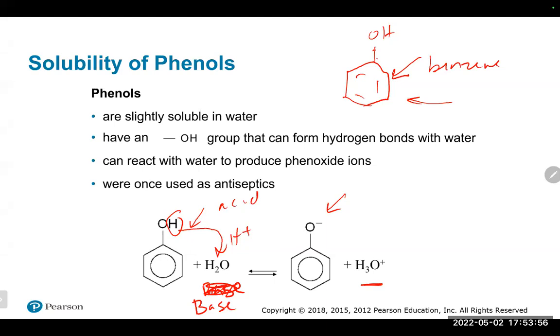Any questions on alcohols, solubility? So we talked about naming them, obviously. You need to be able to classify them, name them. You need to know the reactions that occur. Any questions on any of that there? Okay.